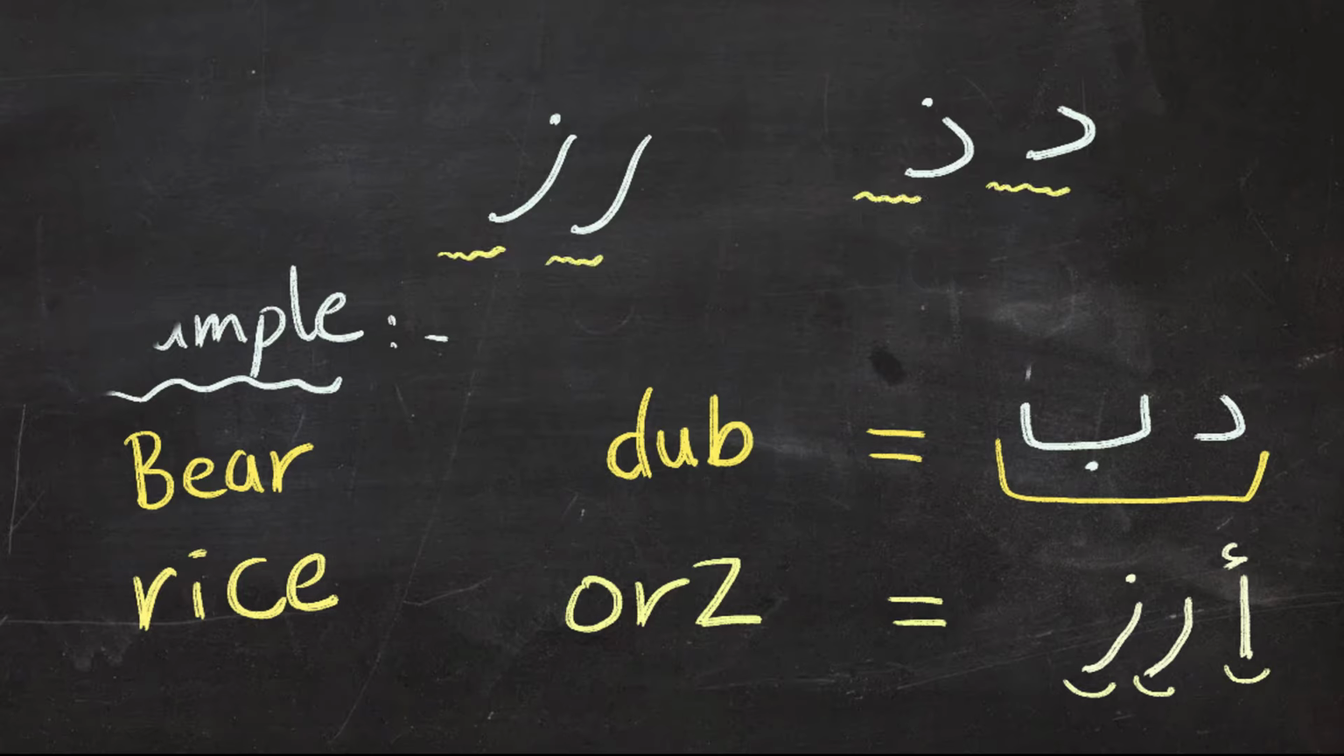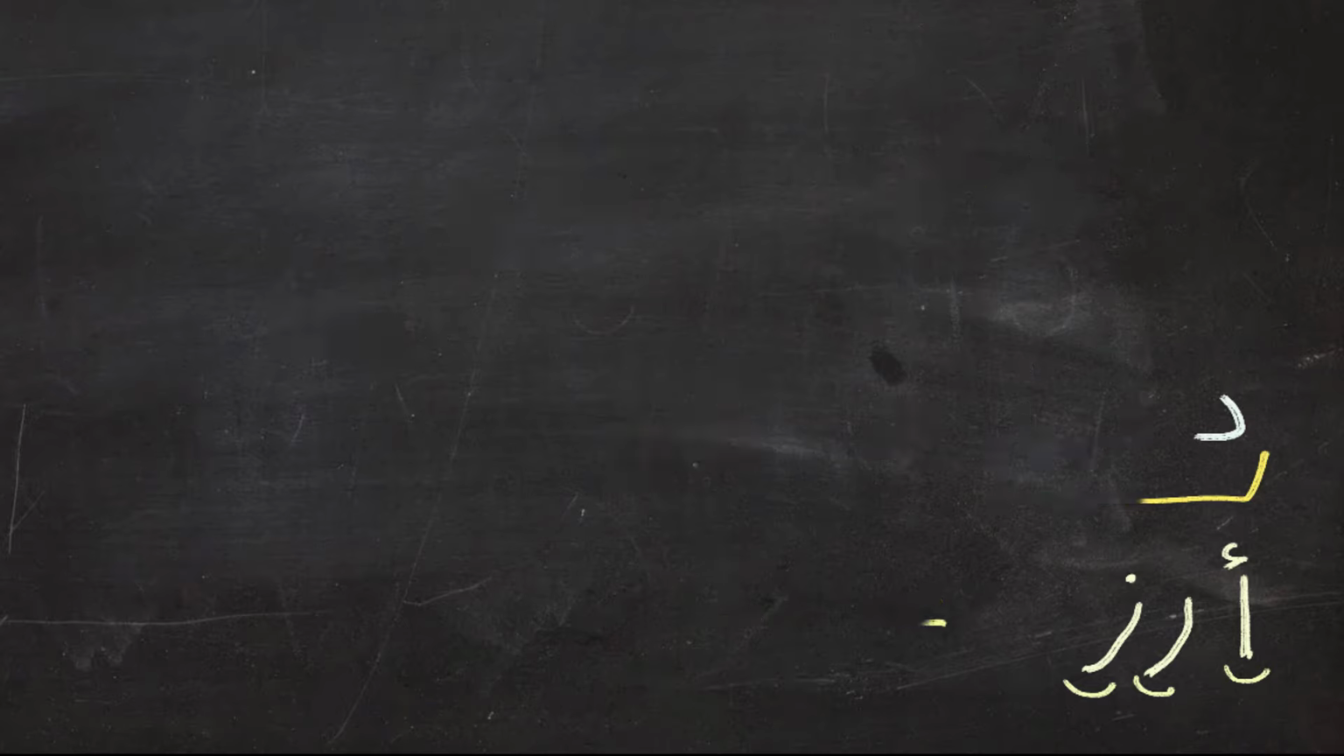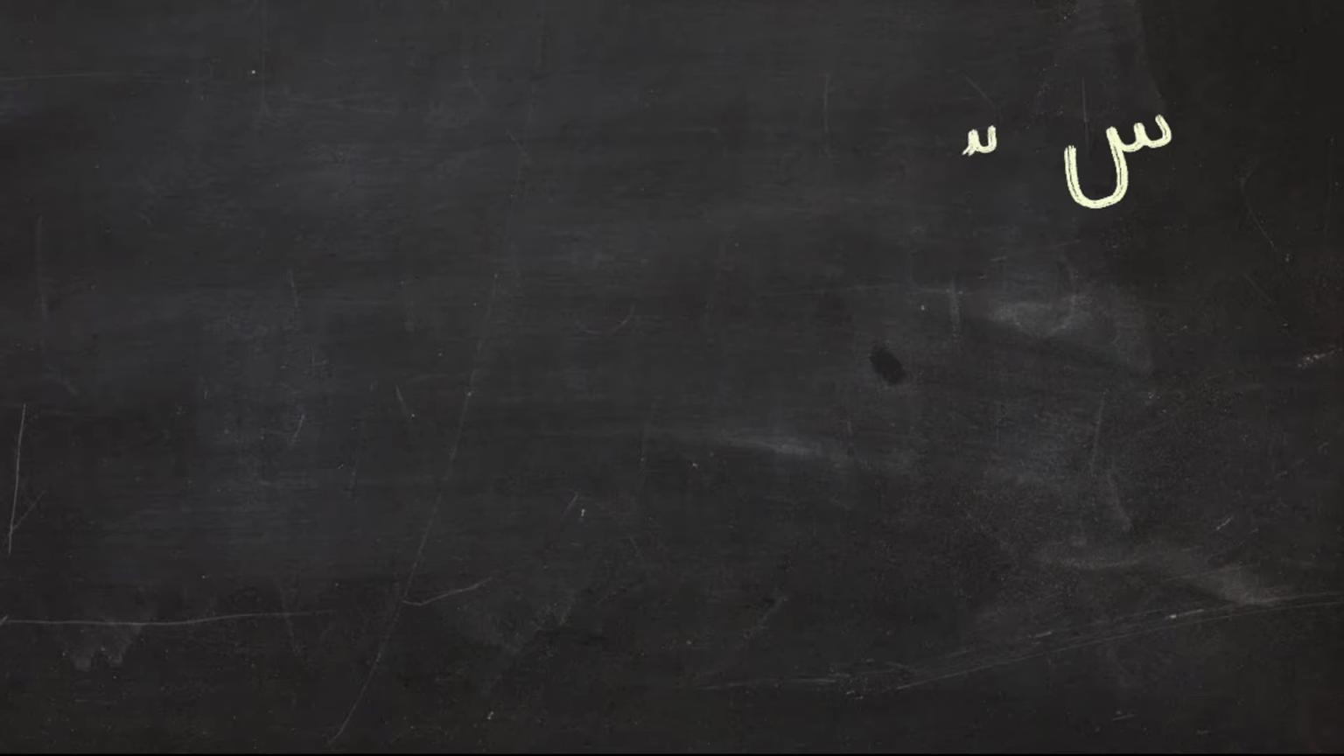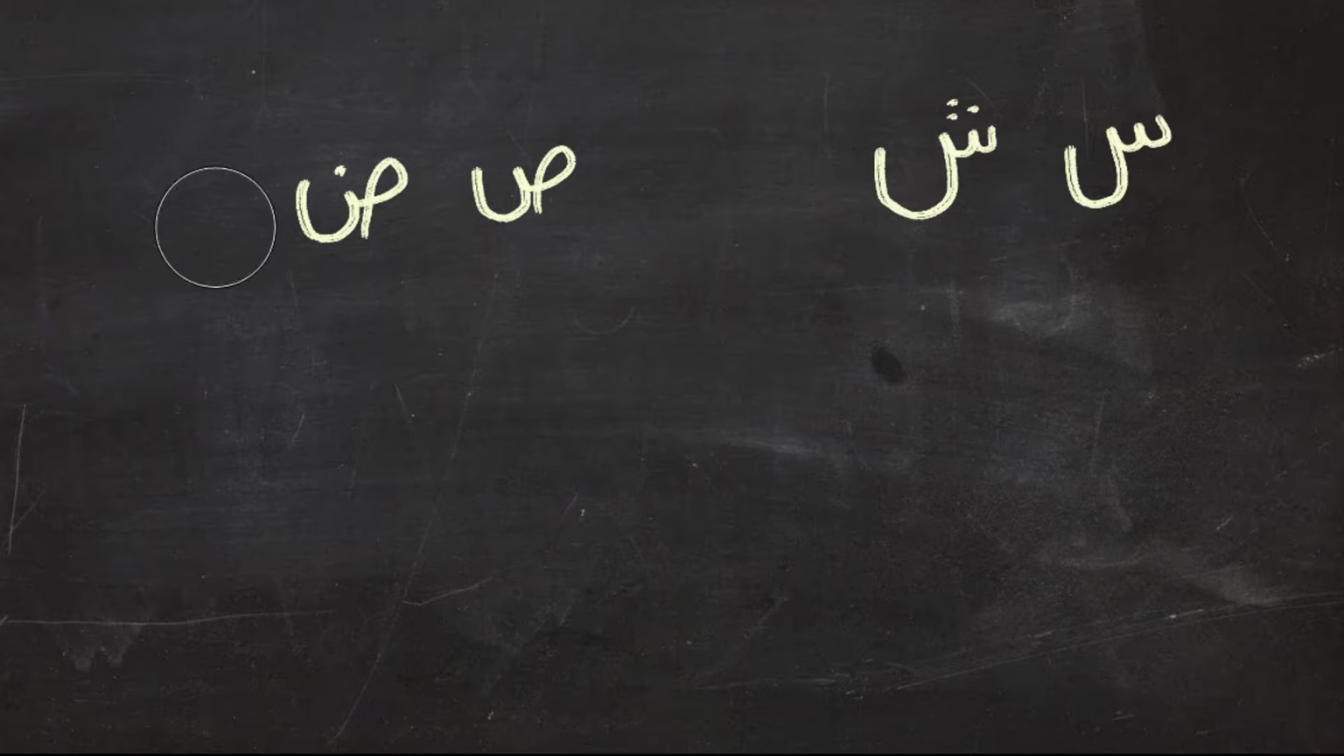Moving on to the next 4 letters that we will be focusing on in the second half of lesson 2. These are sin, sheen, sad, dad. And we're going to start with the first one, sin.